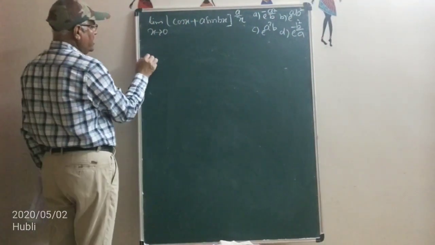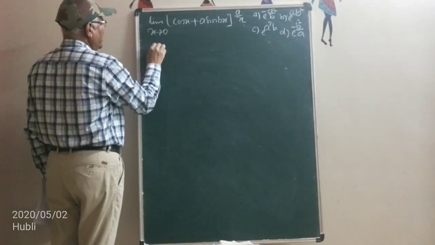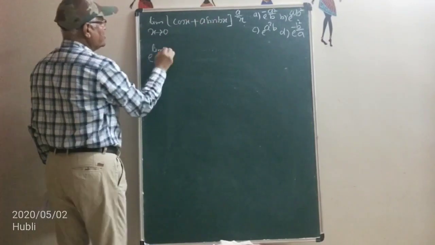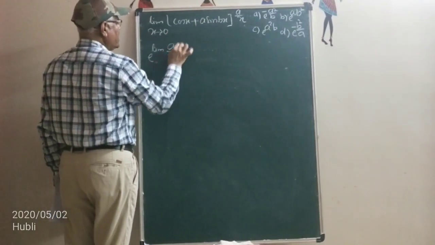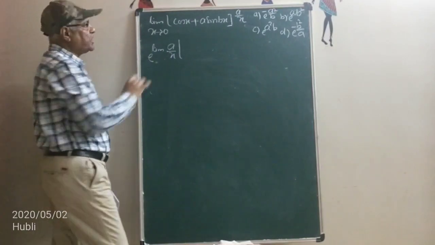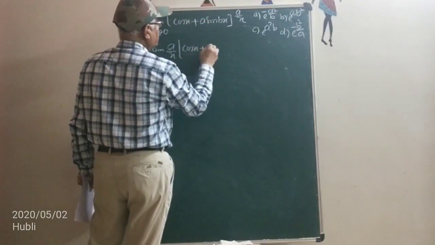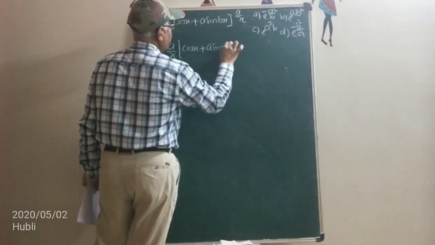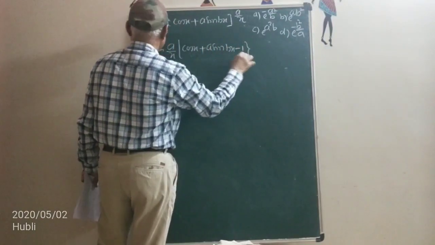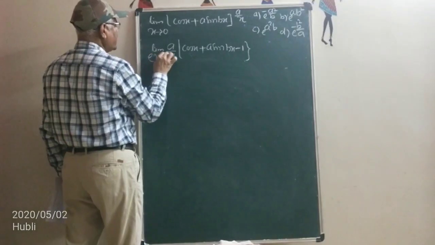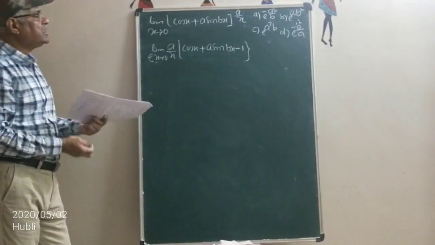Again, use the same formula. That is e raised to limit of g of x. What is our g of x value? A upon x into the bracket f of x, that is cos x plus a sin bx, minus 1, as x tends to 0. See here?